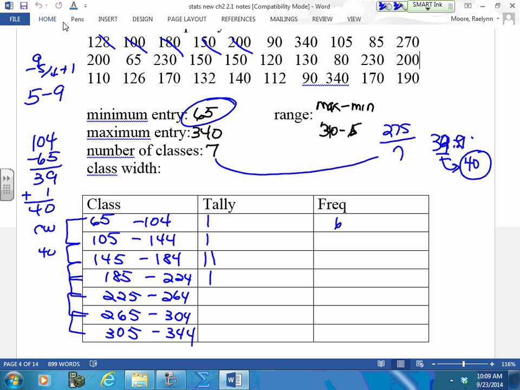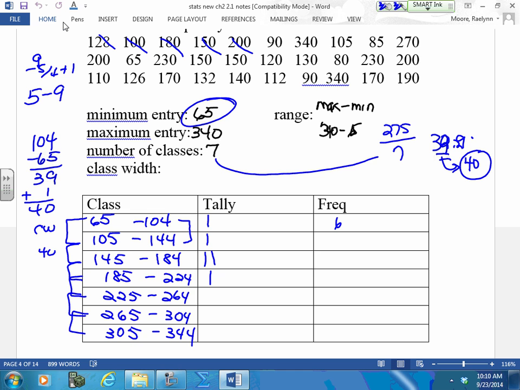How do you get the second side again? The easiest way to do it is take this number, and what number comes before that? So now you go 65 to 104, 105 to 144. You see it? Can we do that with every second number? Well, you can, or you can add your class width all the way down here as well. And you can add 40 all the way down. Once you find your class width, the beginnings have to be 40, the ends have to be 40. You can do it either way.